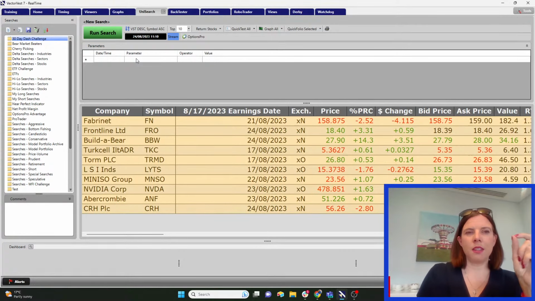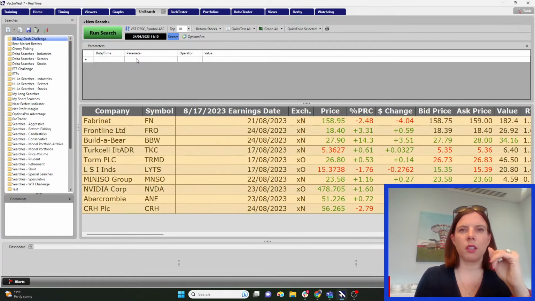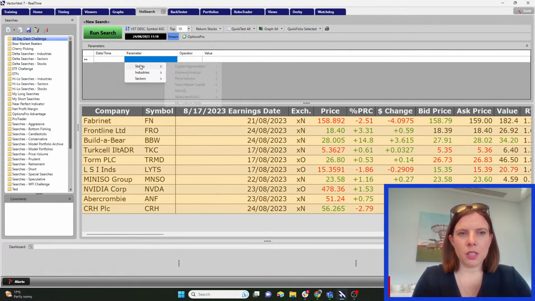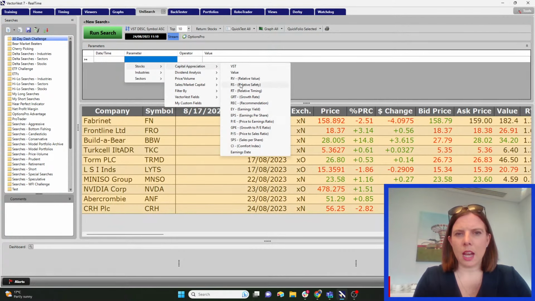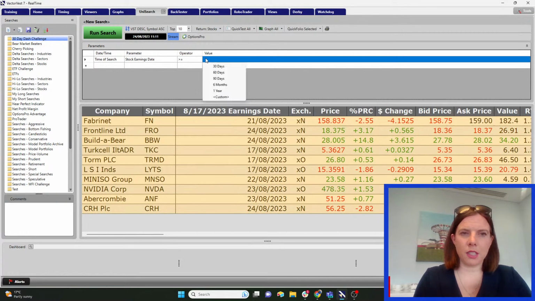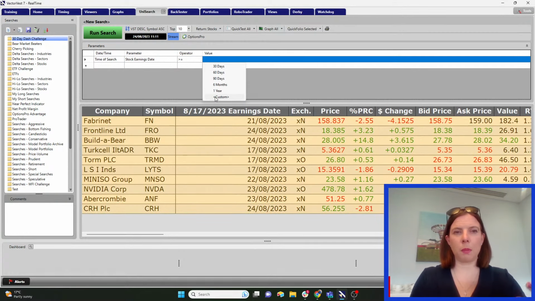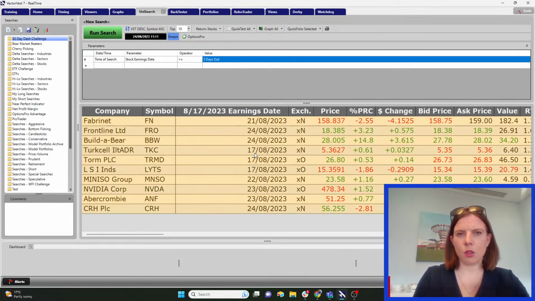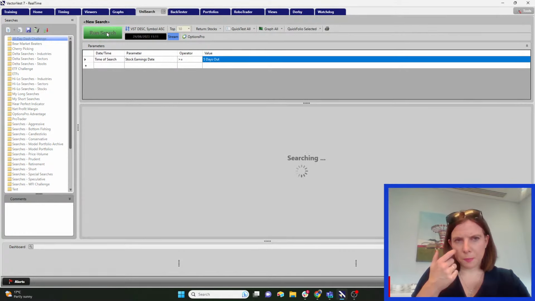Now, I also want to find stocks that are releasing their earnings reports according to a certain set of parameters. How do we do that? So I'm going to go to stocks, go to capital appreciation, and click earnings date. Then I'm going to specify how many days I might like to see in the upcoming period. So I'm going to say, for example, 5 days, and okay.